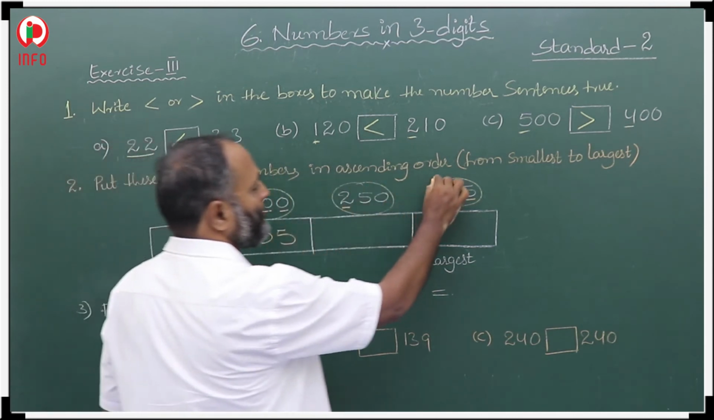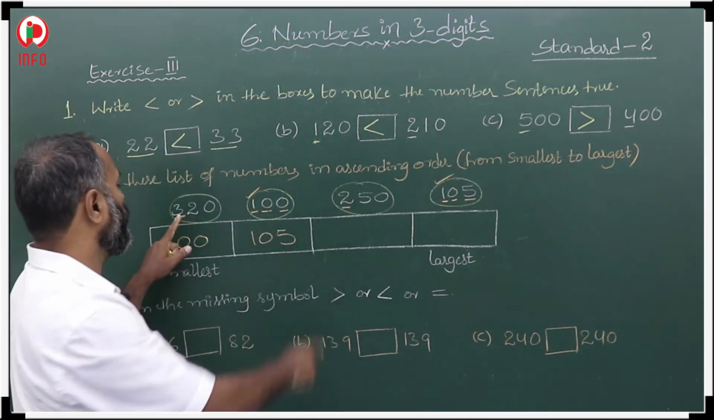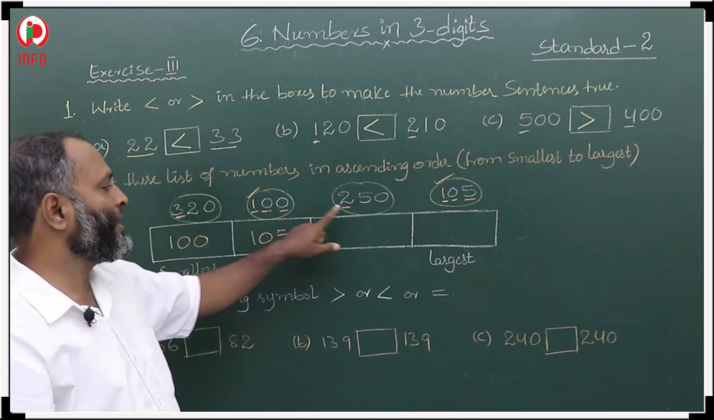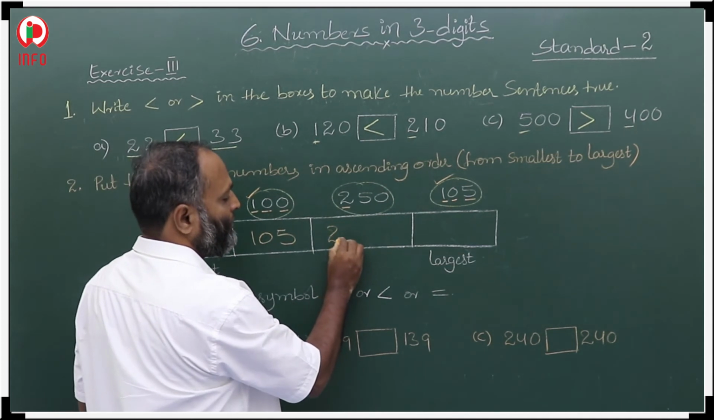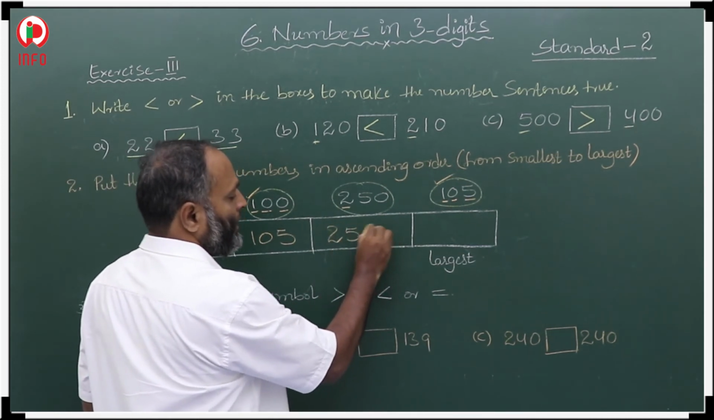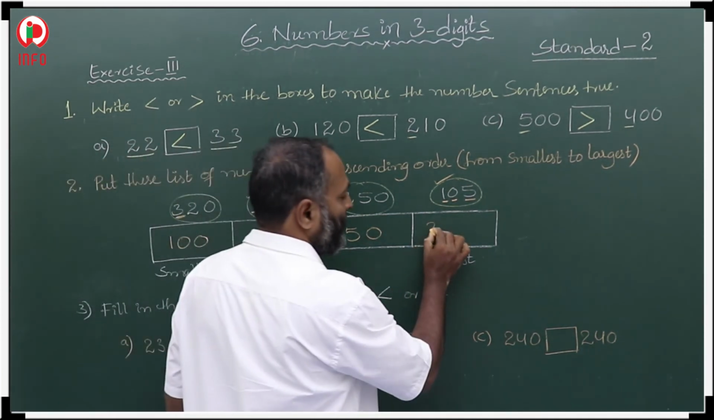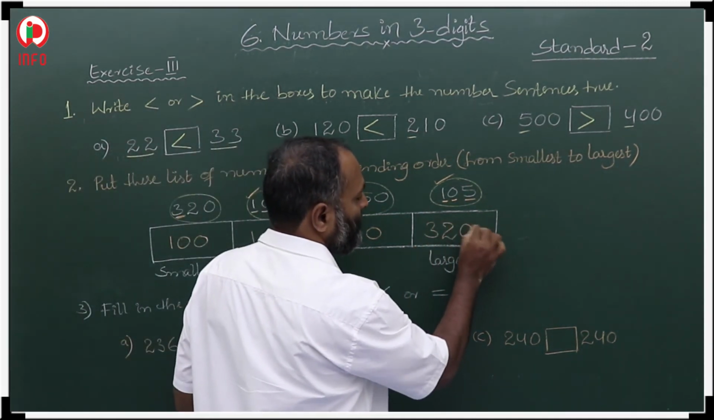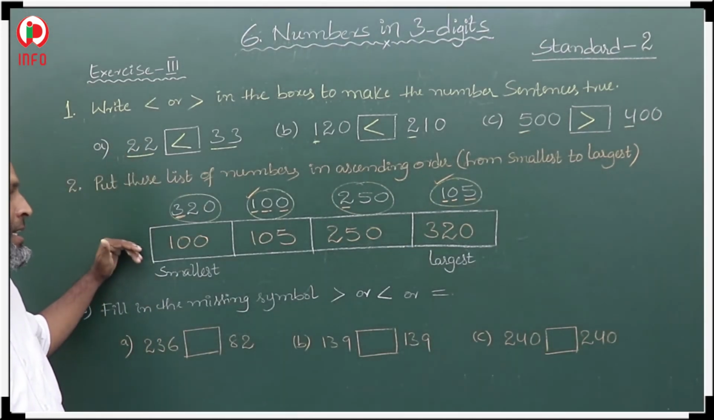These two over. Then after that, in these two, in hundreds place 3 is there, in hundreds place 2 is there. 2 is smaller, so we have to take 250. Then after that, 320. Okay. In this way, we have to arrange in ascending order.